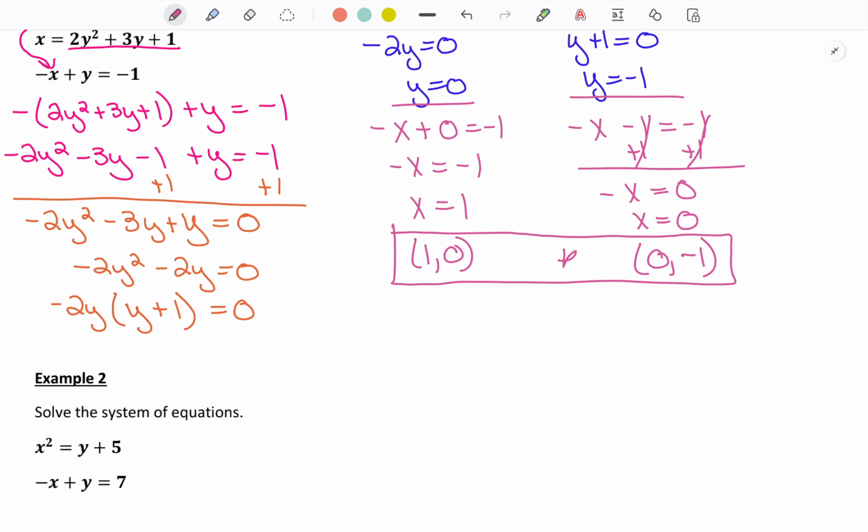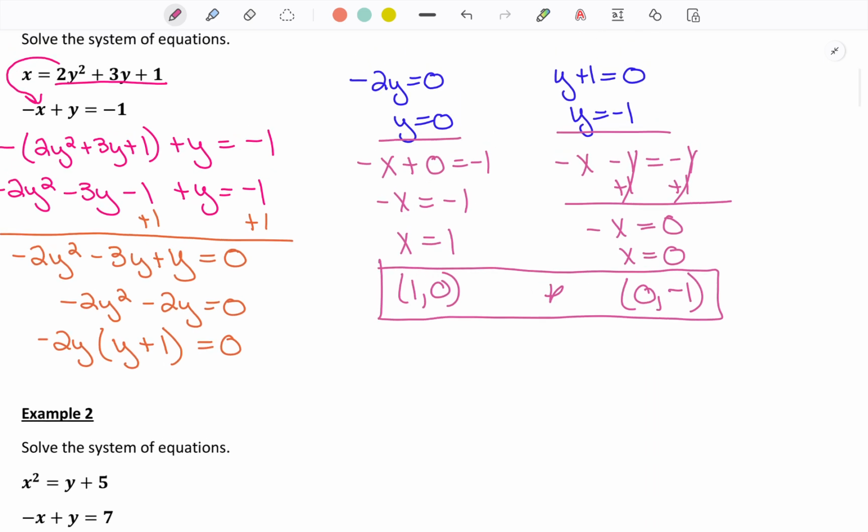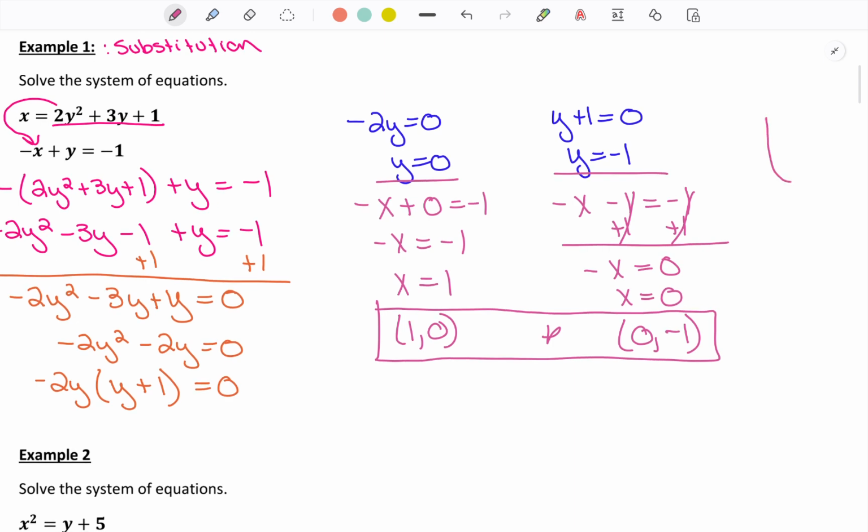And there we go. So both of these are solutions because that line will actually cross the quadratic in both places. So it probably looks something like that.